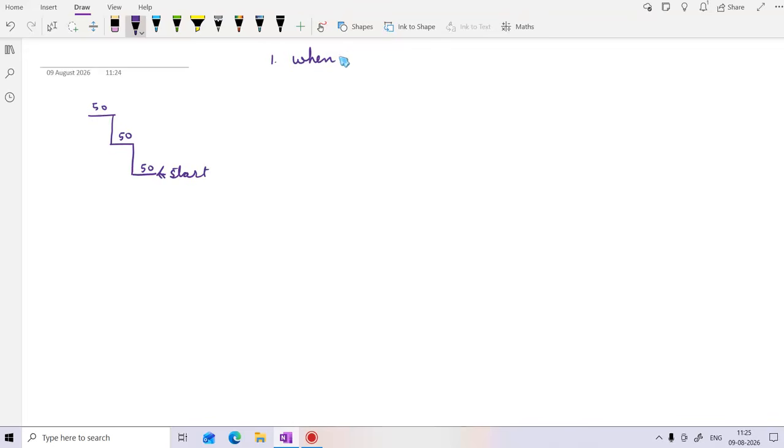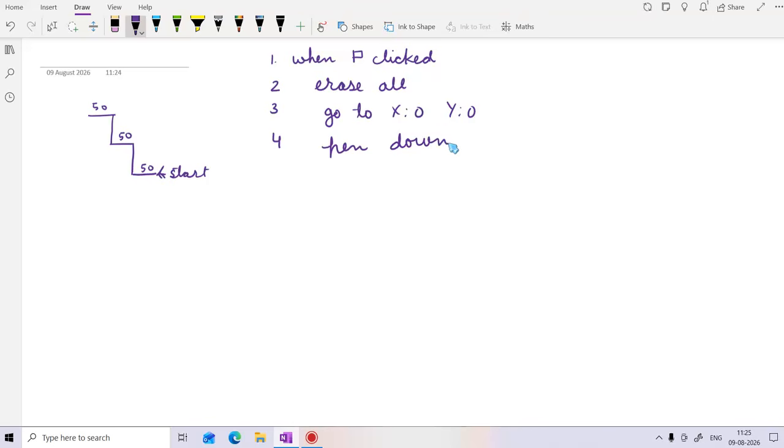So when flag click, okay, please speak and write down. When flag click, erase all, so that there is no chance of mistake. Then I have told you, go to x0, y0. Then fourth one, okay, it is the pen down. In the notebook also I have noticed some children are writing pen up. Pen up if you use, no diagram will be there.